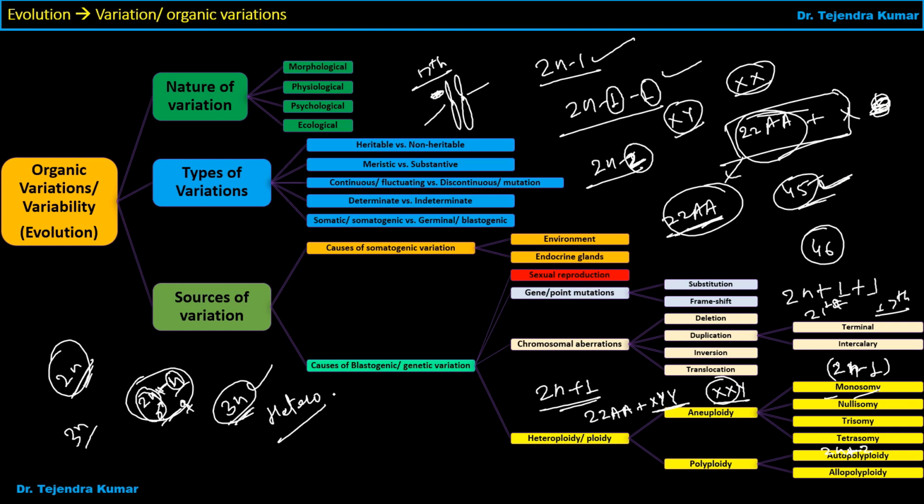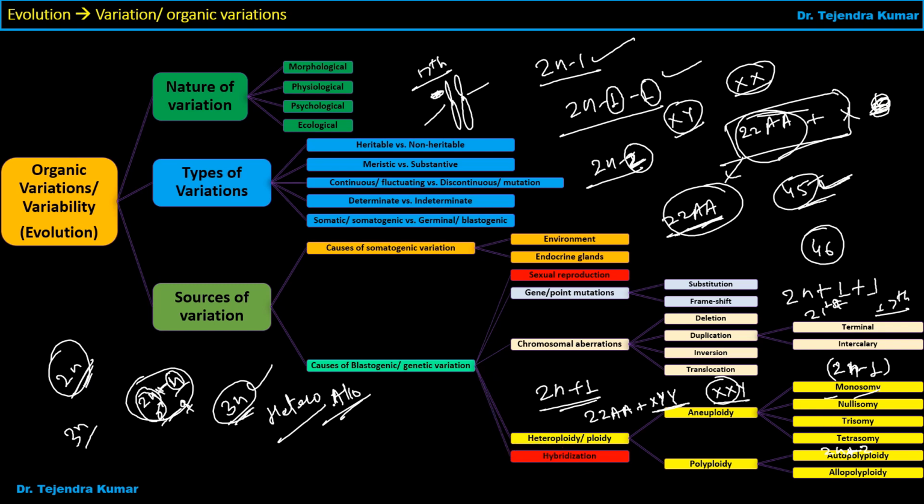Allopolyploidy is actually heteropolyploidy, the same thing, meaning whenever two different things are adding together. Sometimes one more type is also found, the amphipolyploidy, but it is not very common.